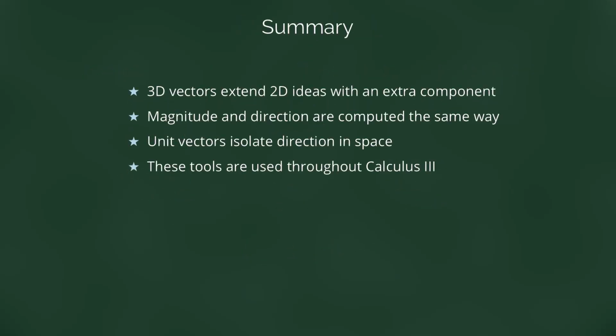All right, wrapping up what we've learned here. We see that 3D vectors pretty naturally extend all of the 2D ideas we've explored before just by adding on an extra component. So both magnitude and direction are going to be computed the same way they were for two-dimensional vectors. Unit vectors are still going to be used to isolate direction, this time in space rather than in the plane. And we'll see that these three-dimensional tools that we're learning are going to be used throughout all of Calculus 3.